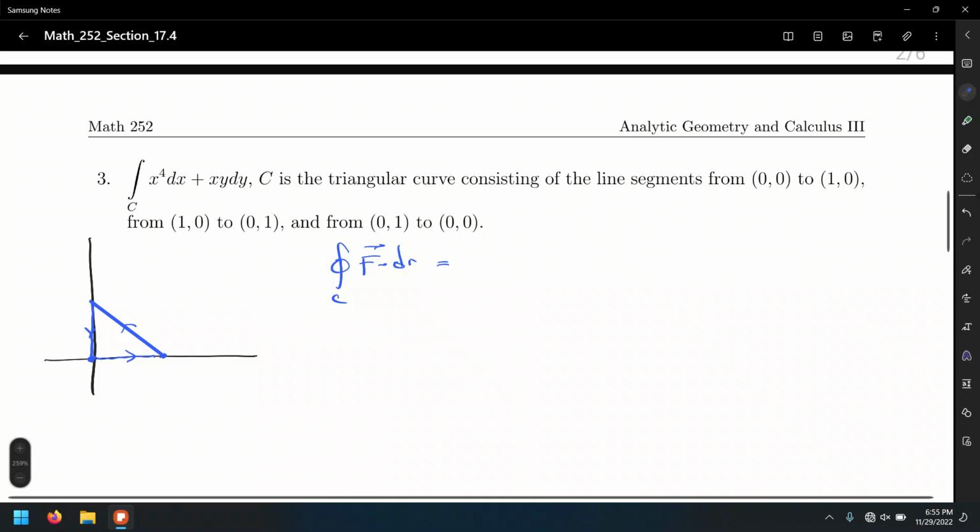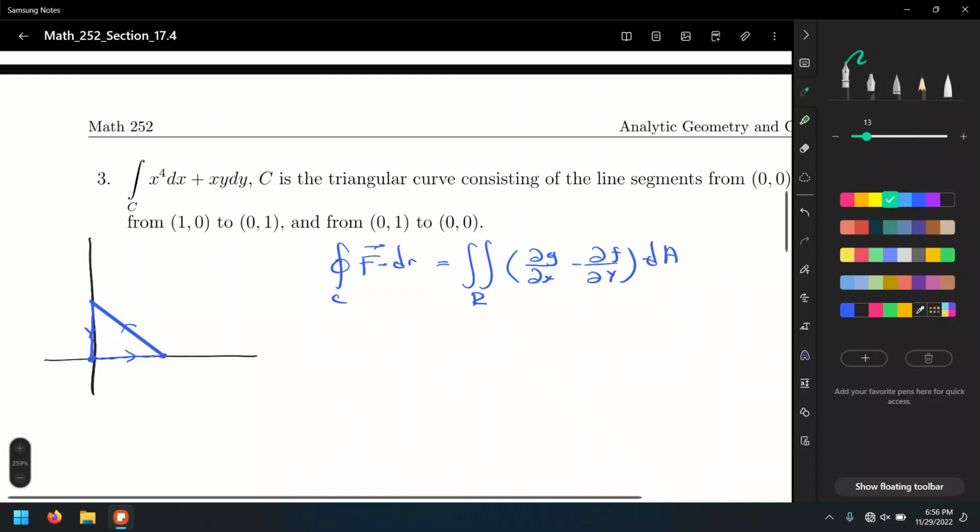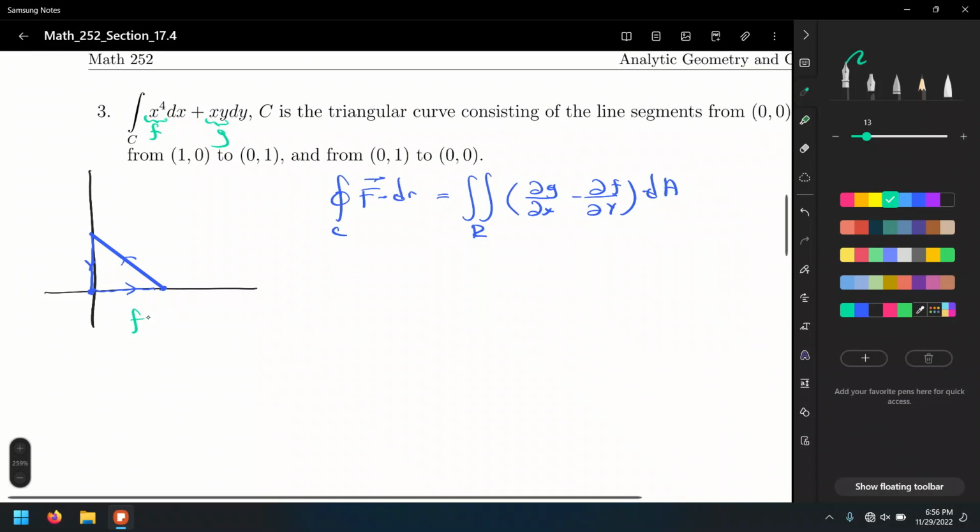And instead of parameterizing anything, we will evaluate this double integral over R of the partial of g with respect to x minus the partial of f with respect to y dA. Okay? So we need to take the partial derivatives. Where do we get those from? In this case, this is our f, and this is our g. So f equals x to the fourth, and g equals xy.